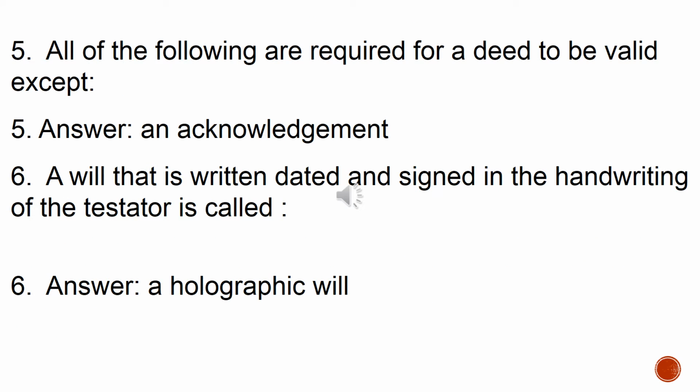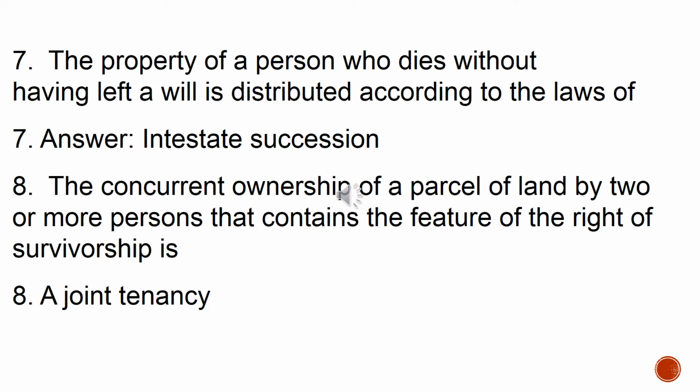Question number 5. All of the following are required for a deed to be valid except? Answer: an acknowledgement. Question number 6. A will that is written, dated, and signed in the handwriting of the testator is called? Answer: a holographic will. Question number 7. The property of a person who dies without having left a will is distributed according to the laws of? Answer: intestate succession.